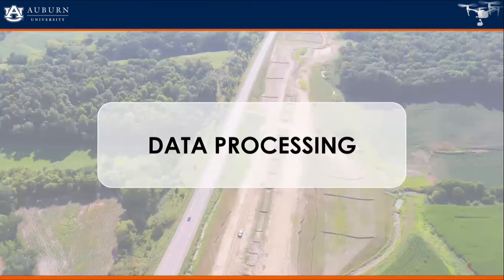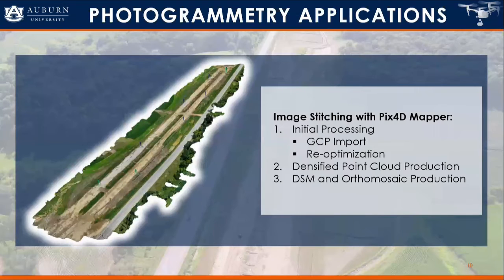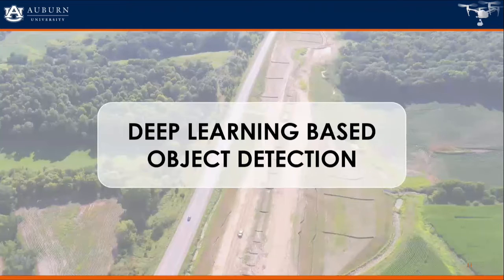So we processed our data by using photogrammetry applications. We stitched hundreds of images by using the photogrammetry software, and this step created a 3D model of the site. And we used this model in deep learning-based object detection.